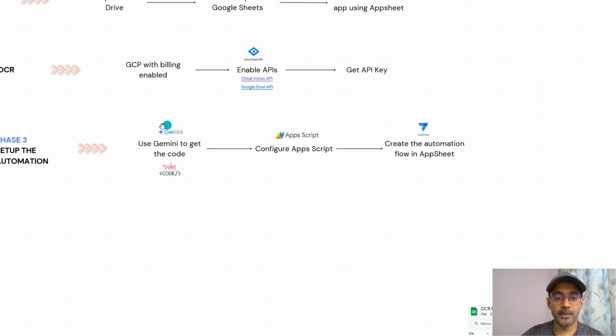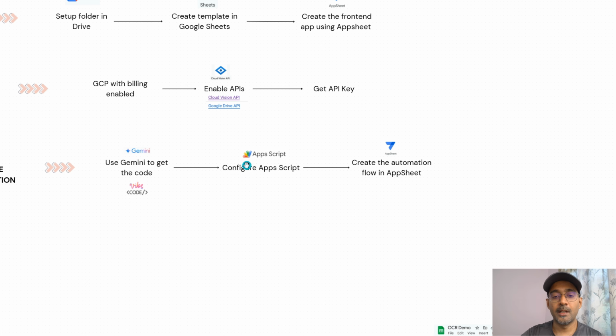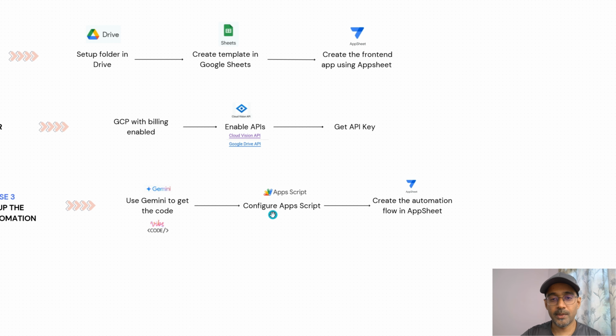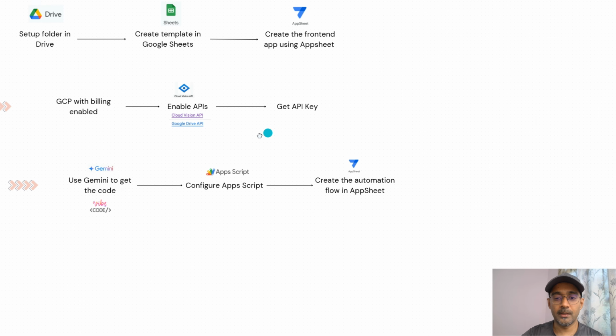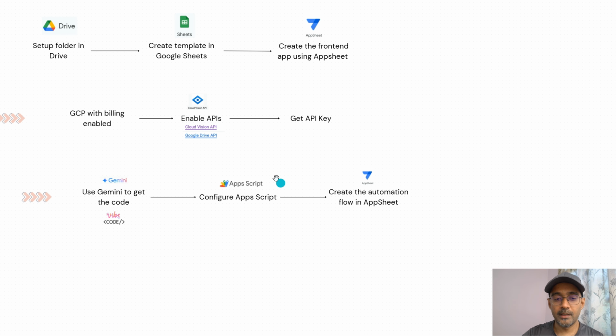Once we do this, we will get a code stack in JavaScript, which can then be copied and pasted in Google App Script. We will create a standalone App Script project, paste this code, and also put in the API keys and the sheet details so that this can be linked together. The last step is we will link this code into AppSheet by using an automation bot.